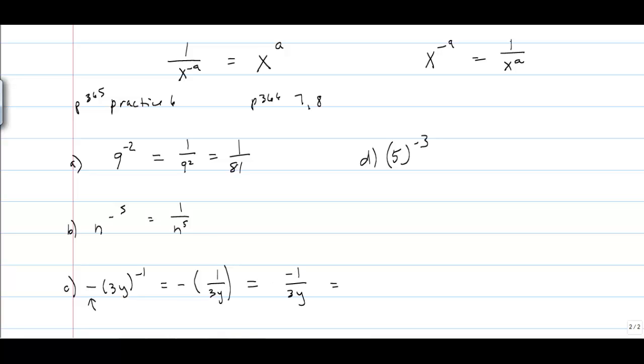Actually, this is a good moment to say that no matter how I write this negative sign, negative 1 over 3y equals negative 1 over 3y equals 1 over negative 3y. These are all equivalent ways of writing, as well as the first one with the parentheses. And finally, D is simply 1 over 5 to the third power. And if I wanted to multiply that out, that's 1 over 125.